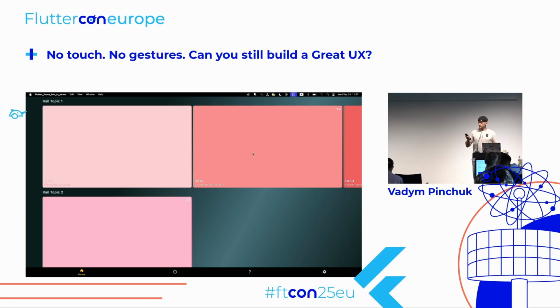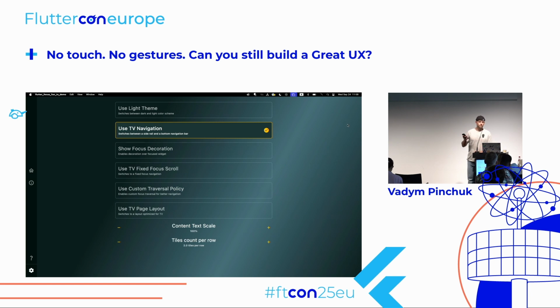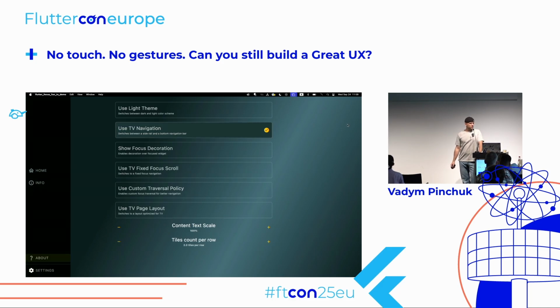What can we do with this? Let's try. I don't think we can do much because standard components are not made for this. Standard components or even your custom design system are not made for TV. What we will do, we will start adjusting. Let me just use, yeah, dark theme is fine. Let me use TV navigation. At least we can work with the remote. Now we can move a bit around and try to use this application.